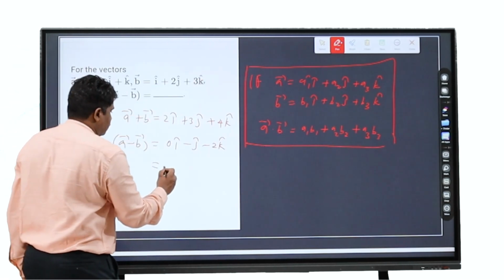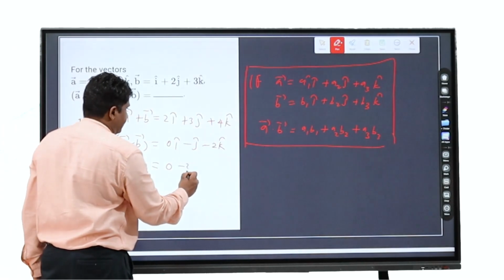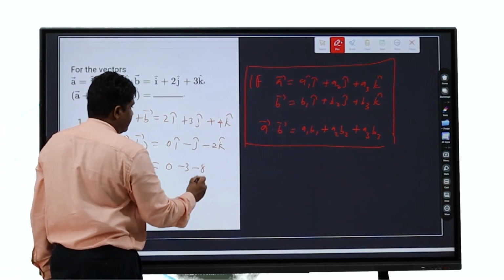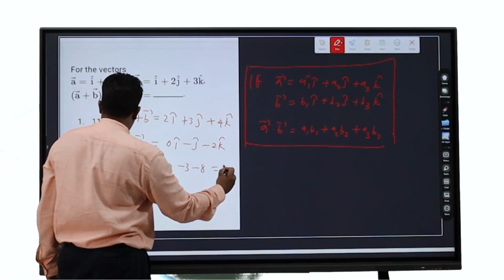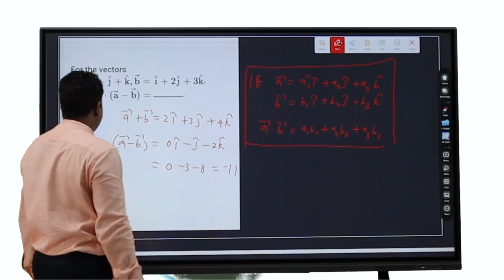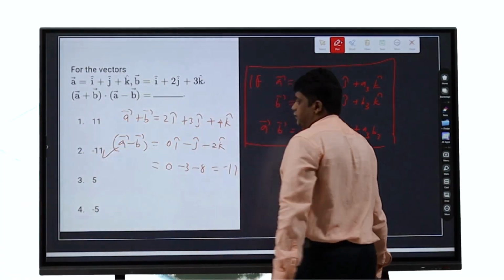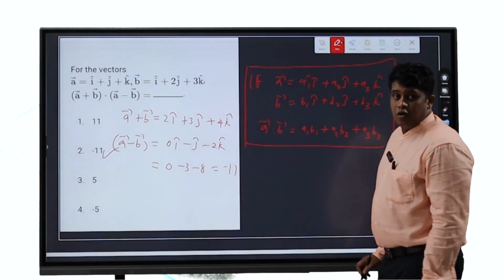Then 2 into 0 is equal to 0, 3 into minus 3 is minus 3, 4 into minus 8 is minus 8, then we will get minus 11. Minus 11 is the answer. Option 2 is correct. Okay, got it?